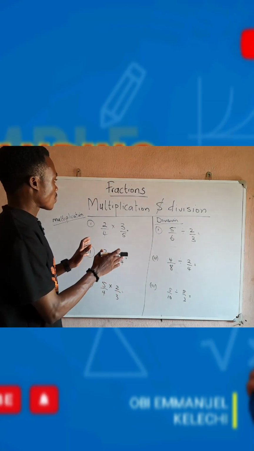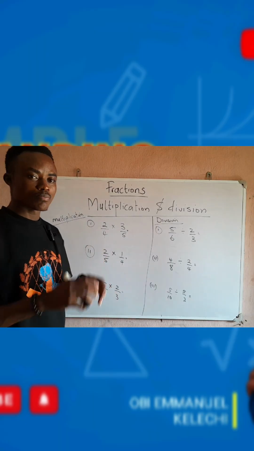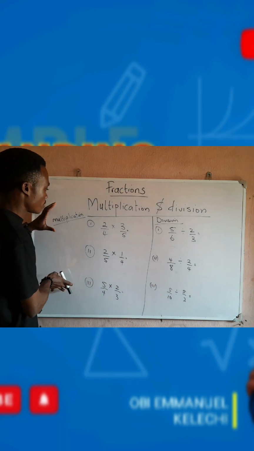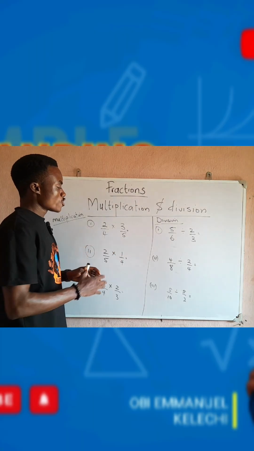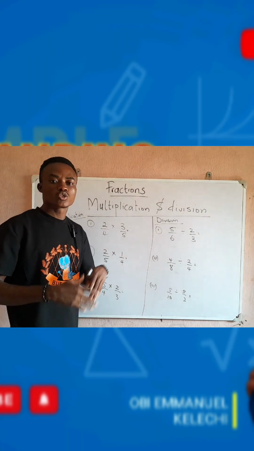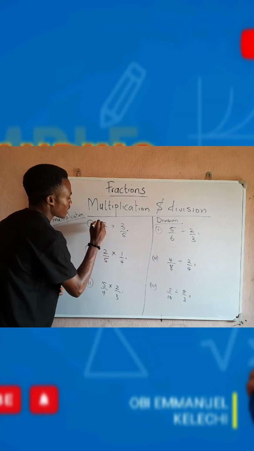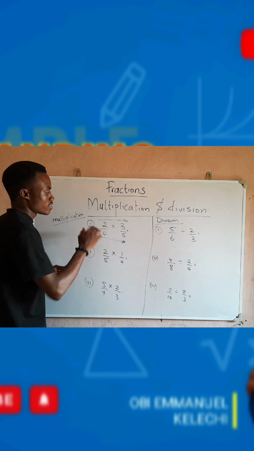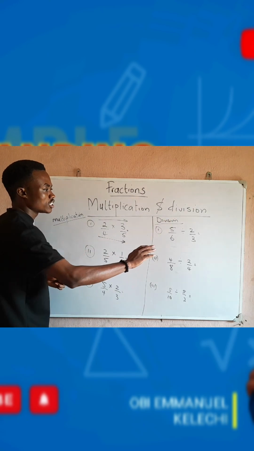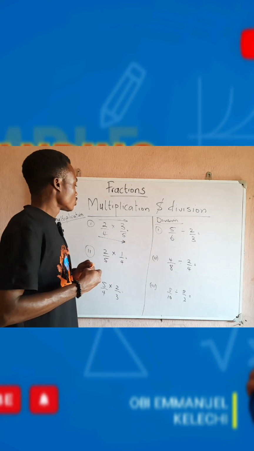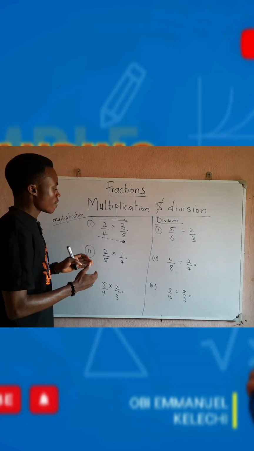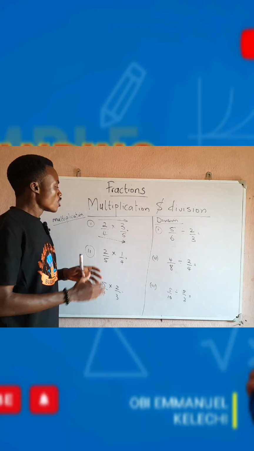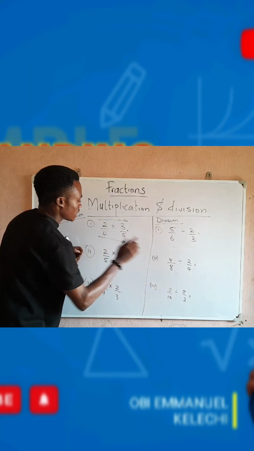So this one, we are still going to be talking on multiplication and division. I'm going to start with the multiplication. For multiplication, you can choose to multiply like this or like this. You can choose to multiply the numerator and the denominator, then you divide. You can also choose to multiply it directly.